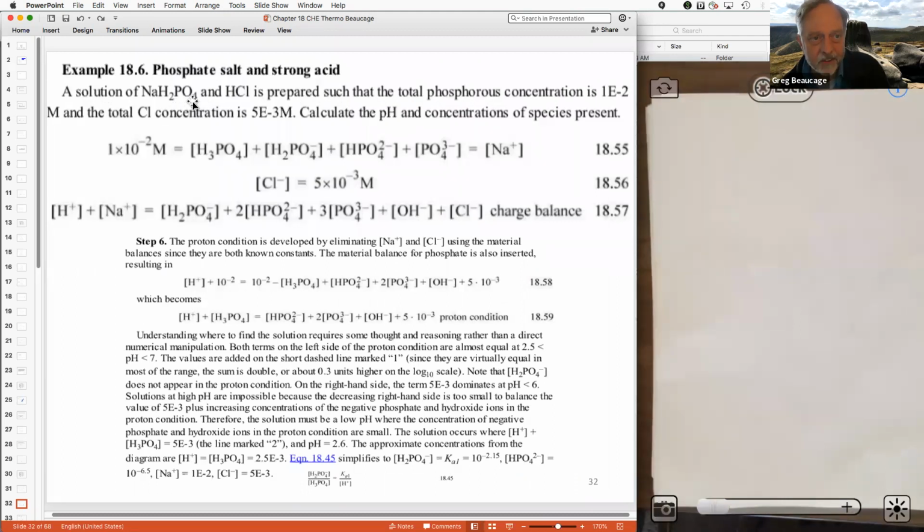So it's a mixture of phosphate and a strong acid. You're controlling the pH with the HCl, so you're controlling the dissociation of this by adding HCl to it. Basically, this totally dissociates. It's a strong acid, so it just makes H plus. So it just shifts the dissociation curves.